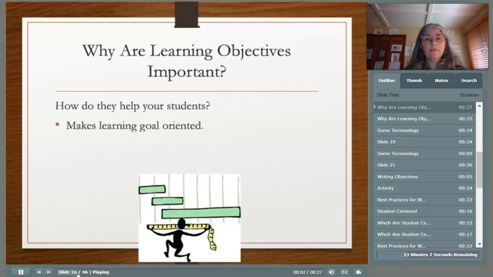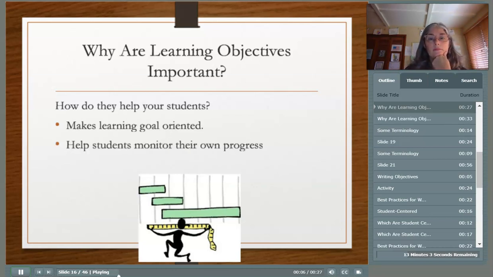What else might you get out of it? Well, it can also help you monitor your own progress. If you know that the objective for the lesson is for you to be able to write a persuasive essay, then you know what it is that you're supposed to do, and you can assess whether or not you've met that. And the more specific the learning objective is, the easier it is for you to use it to monitor or assess yourself.